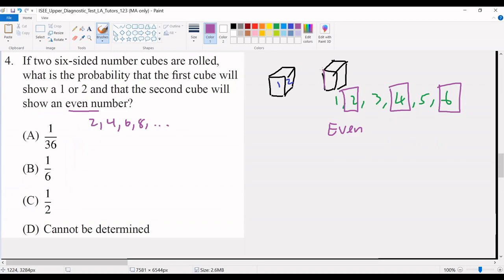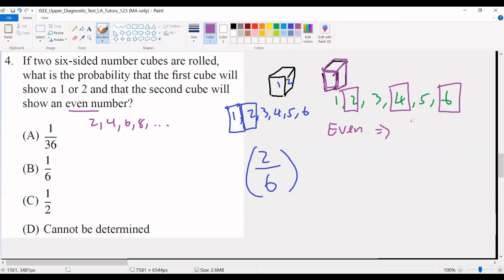So if we look at these dice individually, the first one we only want 1 and 2. Out of the 6 possible numbers, 1, 2, 3, 4, 5, and 6, we only want the first 2. So this tells us we want a total of 2 out of 6. Then in the second case, since again we have the same 6 numbers and we want only the even ones, this is telling us we want 3 out of 6.